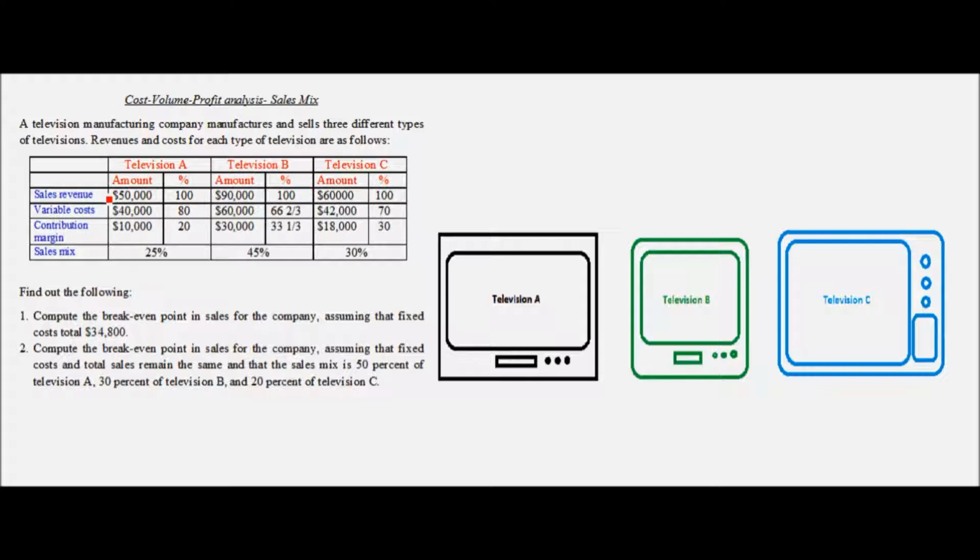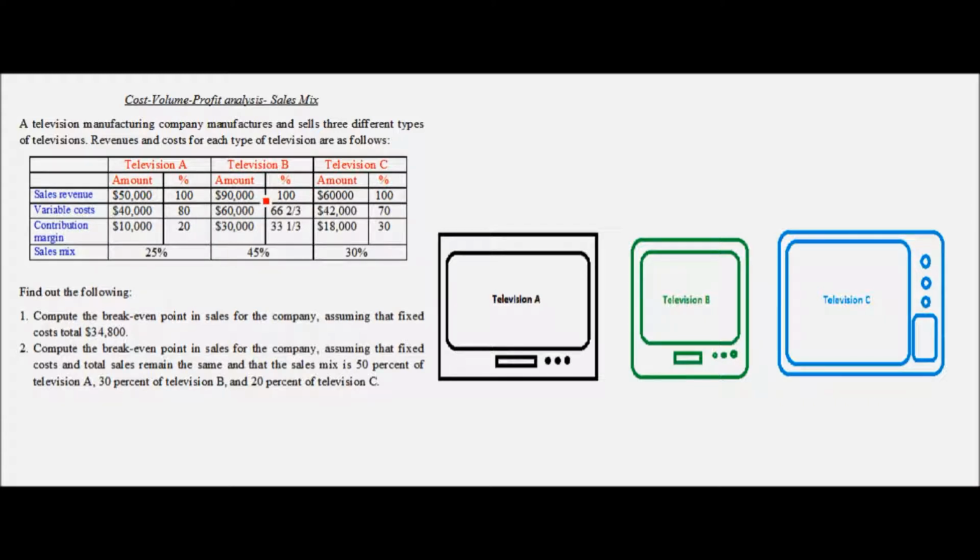Now we know that sales minus the variable cost is the contribution margin. So the contribution margin for television A is 50,000 minus 40,000, which is 10,000. And also, since the sales revenue is considered as 100%, and out of this 100%, 80% is variable cost, the remaining 20% is contribution margin.